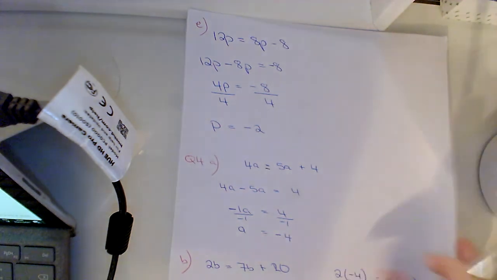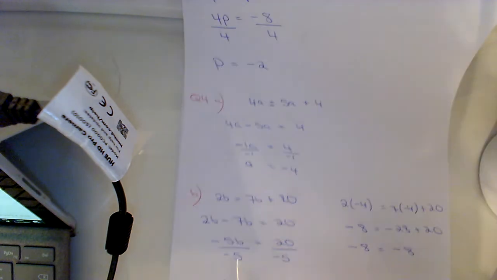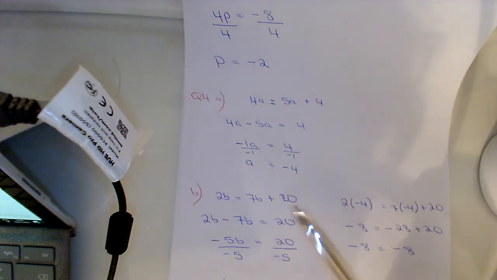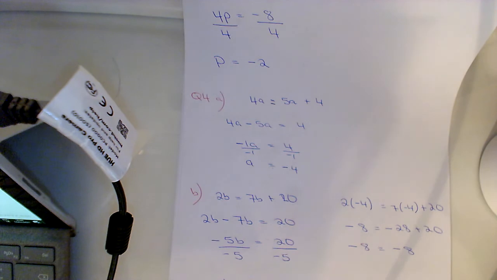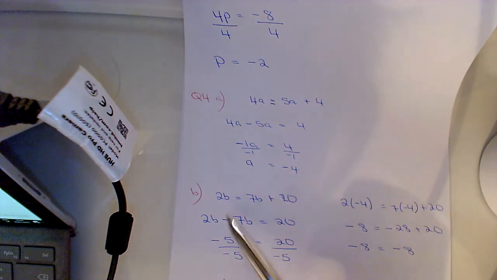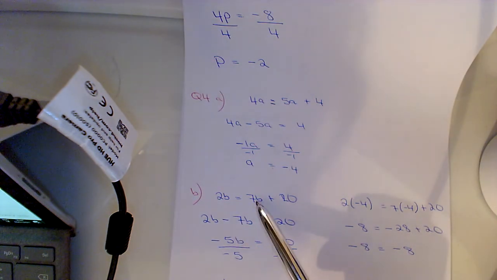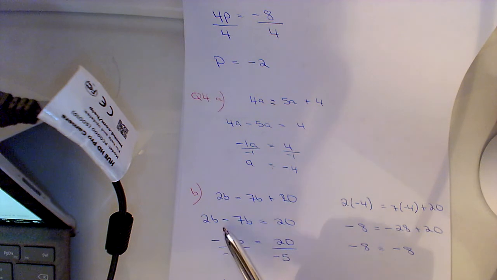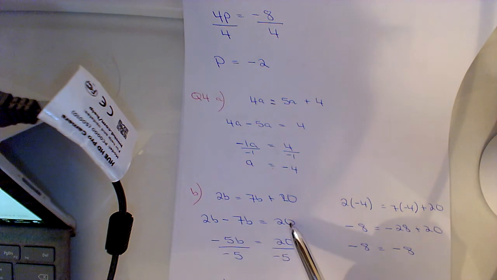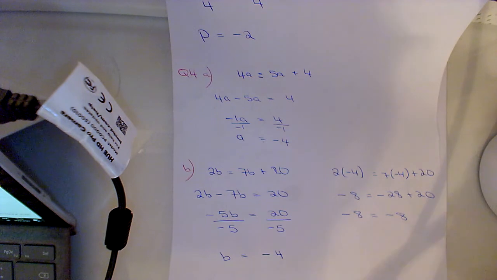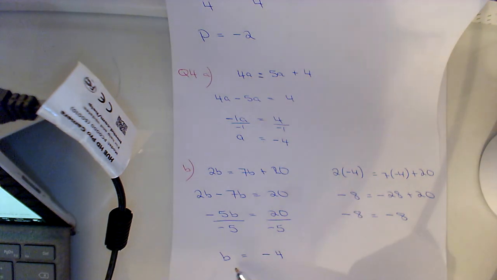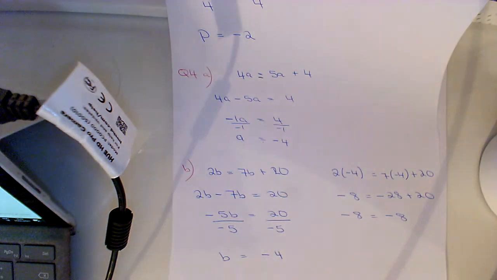Question 4b then, I have 2b is equal to 7b plus 20, so I need to have letters on the left, numbers on the right. So this here is 2b. I need to bring over this 7b, so when I bring it over the equal sign, it becomes minus 7b is equal to 20. 2b take 7b is minus 5b, that's equal to 20. I want to find out what just 1b is equal to, so I'm going to divide across by minus 5, divide across by minus 5, and I get b is equal to minus 4, because 20 divided by minus 5 is minus 4. For this one, there is a v beside it, so they want me to verify it.